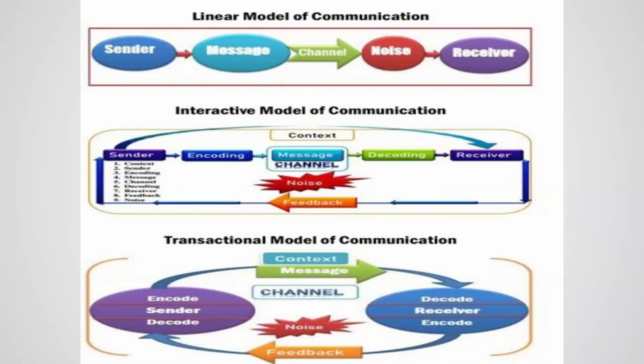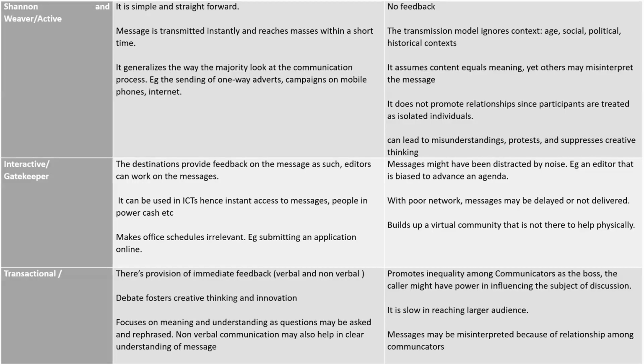But you can see that when you look at the third one, which is transactional, the receiver and the sender, both of them, they're able to encode, decode the messages, and also send and receive messages. So that is the transactional model. And in this diagram, I know you may not be able to see it clearly, but it's just discussing what are the advantages of using these three models of communication and also the disadvantages.